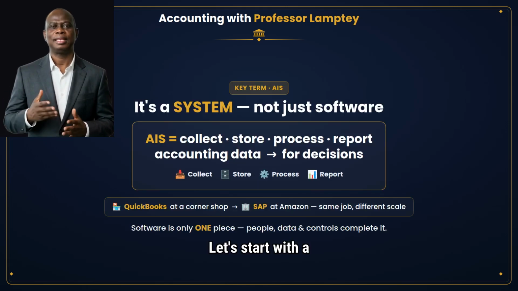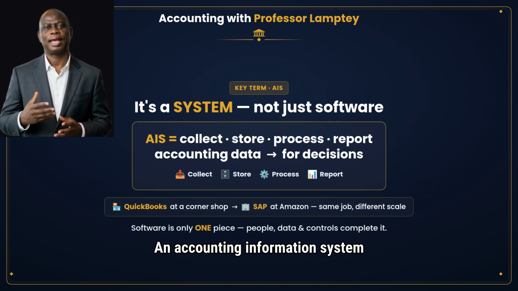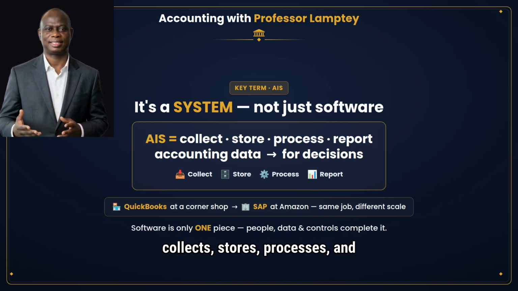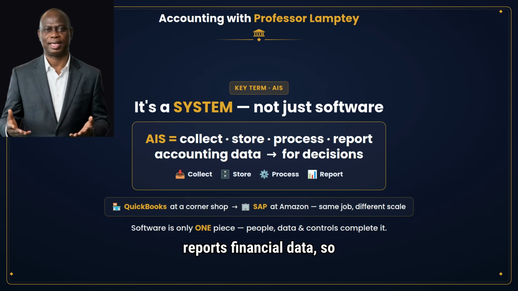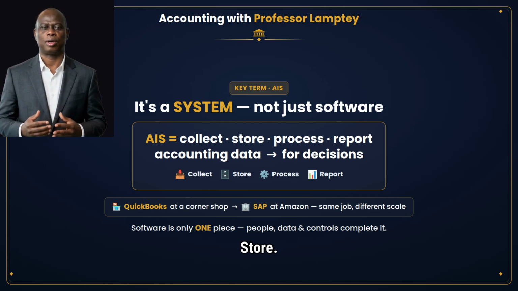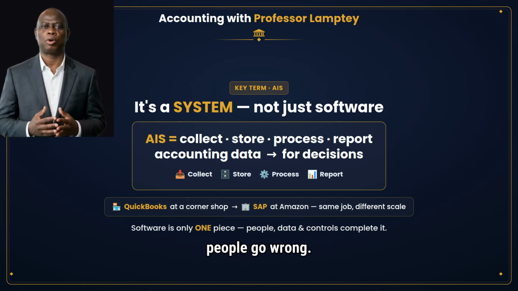Let's begin. Let's start with a clean definition, and write this one down. An accounting information system collects, stores, processes, and reports financial data so that people can make decisions. Collect, store, process, report.